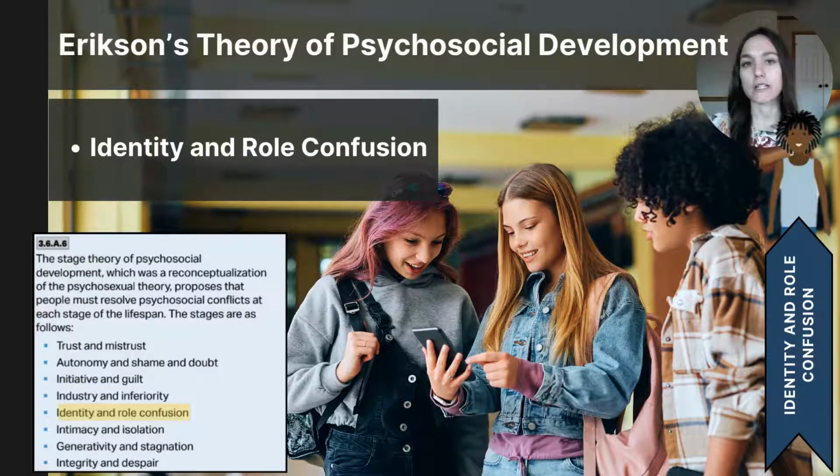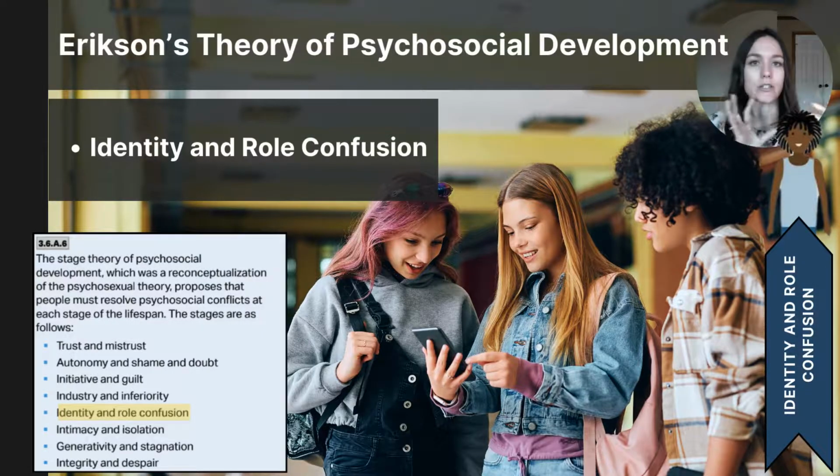The next stage in Erikson's psychosocial stages is called identity versus role confusion, or identity and role confusion. This happens between the ages of 12 and 18 years old, and the conflict focuses on whether an adolescent successfully forms stable personal identities or is able to establish a sense of who they are, or if they experience confusion about their role in life and who they are.